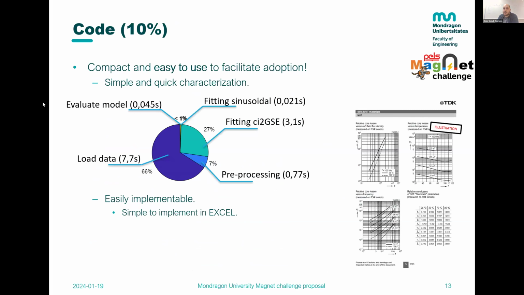And the code is very easy to use. It's super quick. This is the N87 model executing everything: characterization, loading data, evaluating data. It takes 10 seconds, and 66% of that is just loading the CSV file. So that's quite interesting. And we have shown that it's super easy to implement. You can even implement it in Excel if you want.